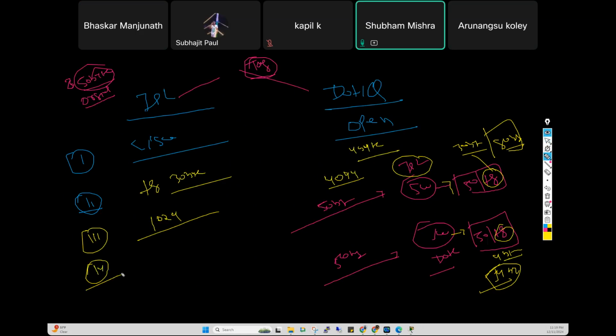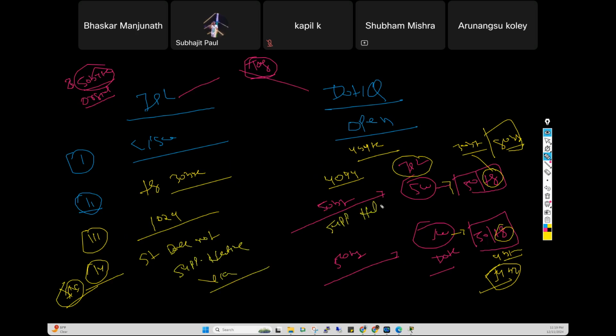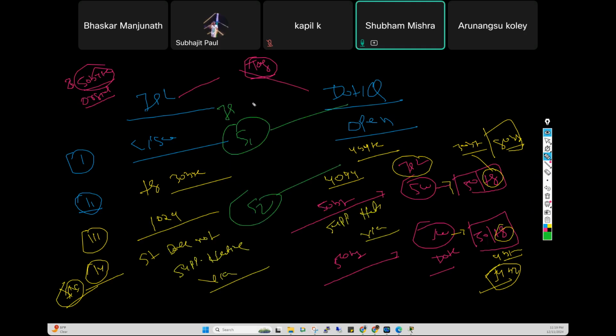Number 4, most important, ISL does not support native VLAN and .1q supports native VLAN. क्या समझ में आया? इसका ये मतलब है गाइस, प्लीज अंडरस्टैंड वेरी केयरफुली. स्विच नंबर 1, स्विच नंबर 2, ISL यूज कर रहे हो, .1q यूज कर रहे हो.